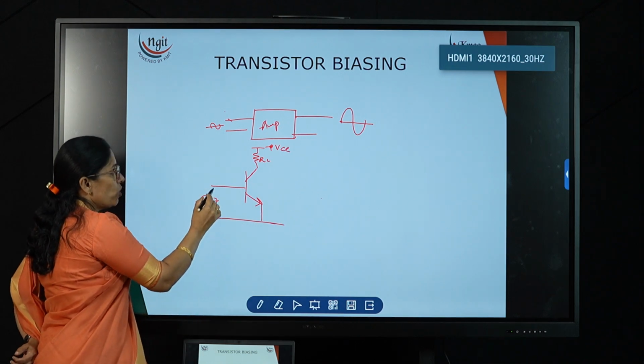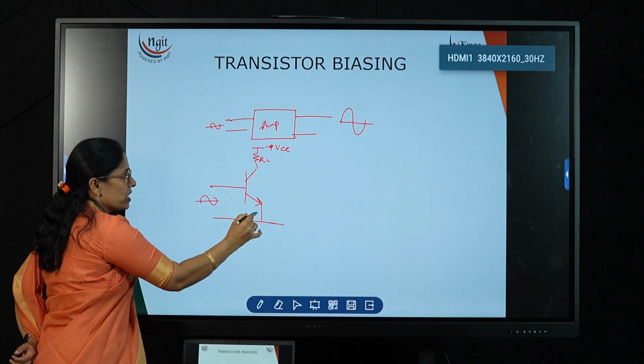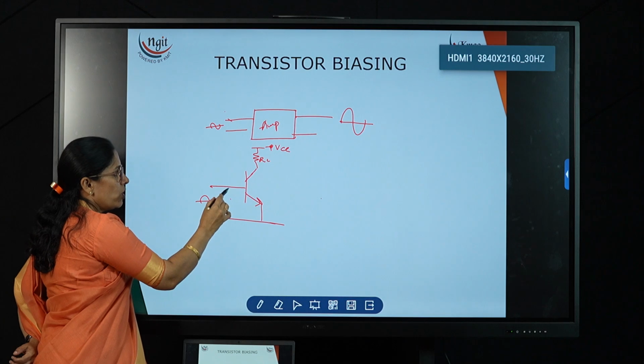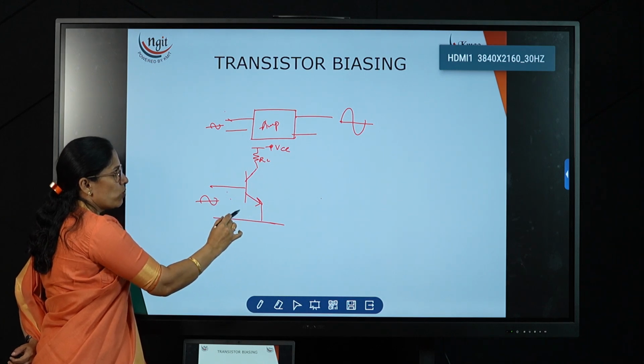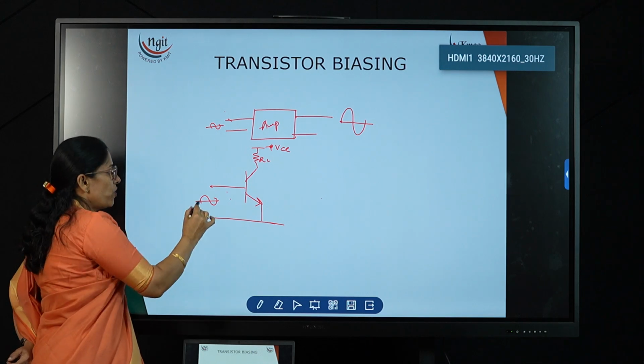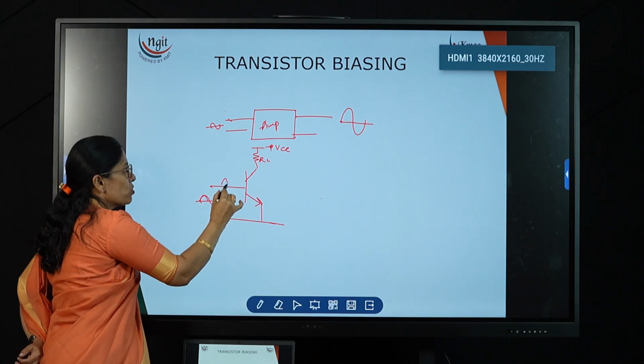Now if I don't apply any DC for this junction, this is nothing but a PN junction. If I don't apply it, then this will not conduct, it will not act like a closed switch, and it will not allow the input to reach the output. Now for this positive half cycle, the positive cycle is applied.